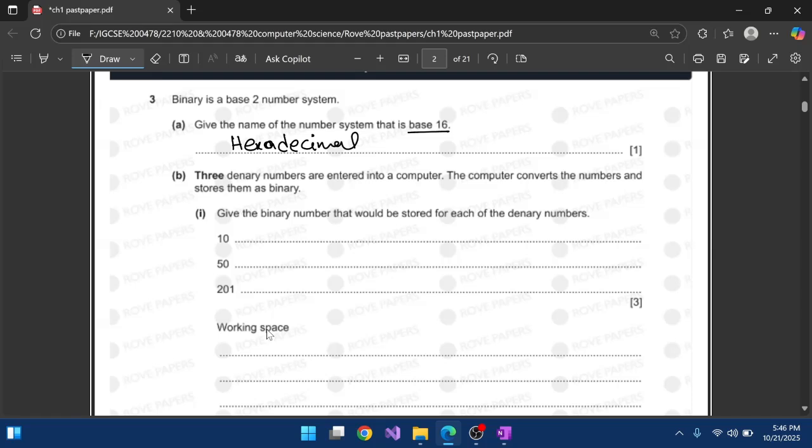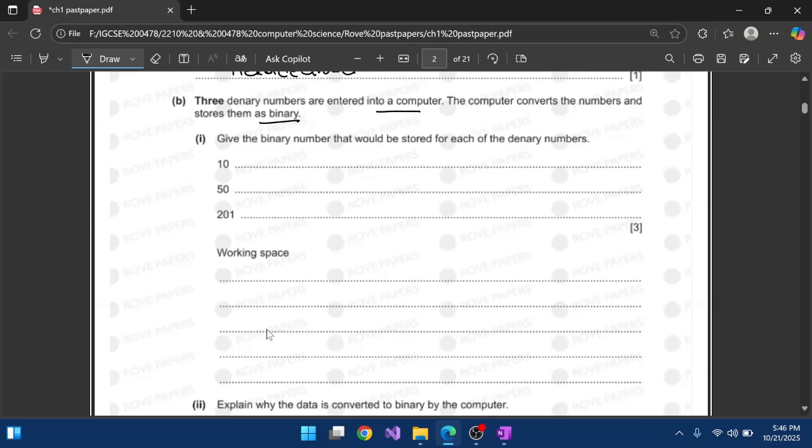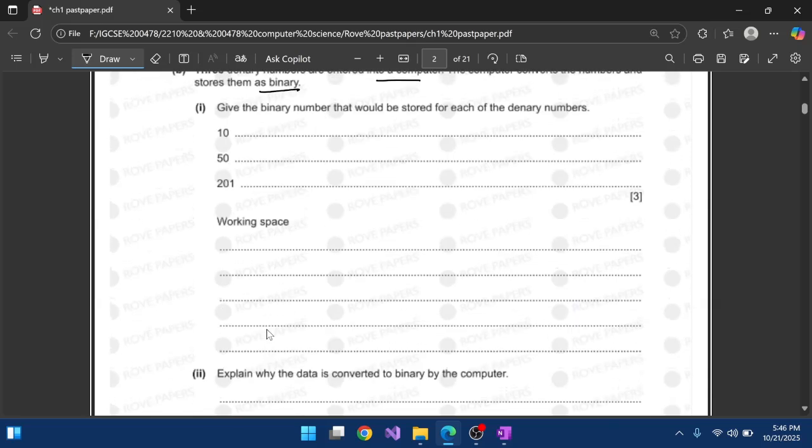Then 3 numbers are entered in a computer. The computer converts the numbers and stores them as binary. Give the number that would be stored for each binary number. Okay, binary we have to tell, so simple, what will be 10? 1, 2, 4, 8, 16, 32, so to make 10 we have to turn these on, simple, right, like this. So our answer will be 1 0 1 0. For 50, what do we have to do? 32 and 16 is equal to 48, and then 49, 50, so our answer will be this.